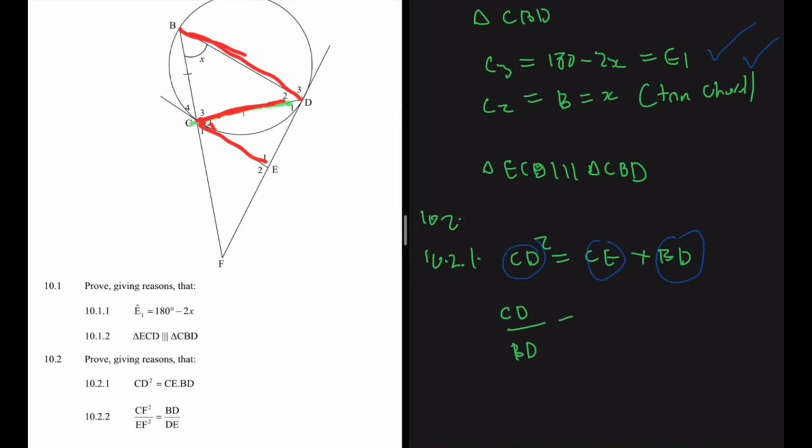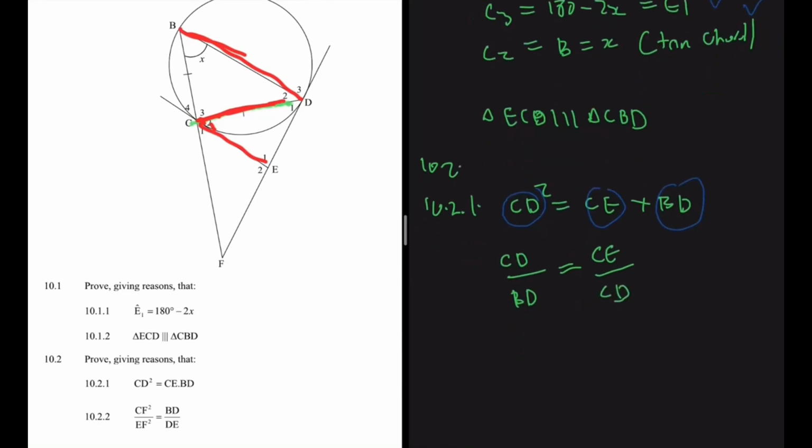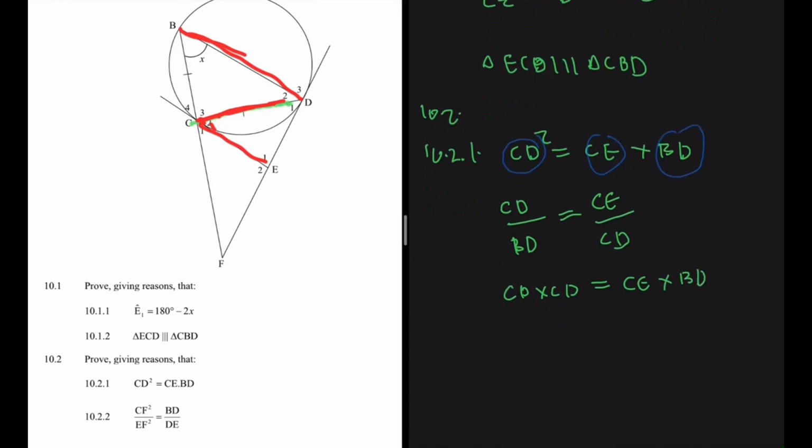And then let's do the same thing on triangle CED. The smallest side on triangle CED is CE, so we're going to say CE divided by the biggest side on that triangle, which is again CD. And that should be true if the triangles are similar. Now from here, we can cross multiply. So CD multiplied by CD will be equal to CE multiplied by BD, and you will see that CD squared is equal to CE multiplied by BD.